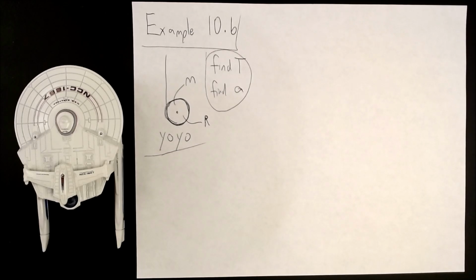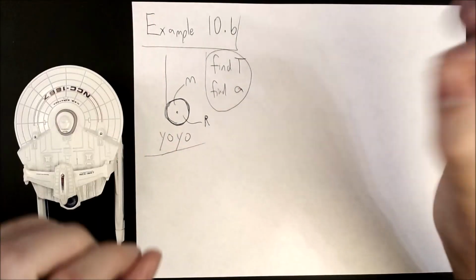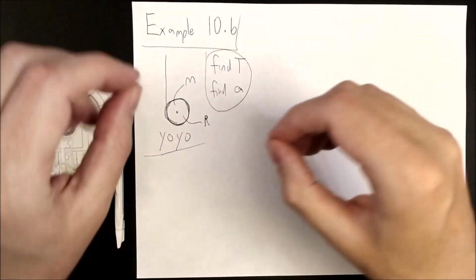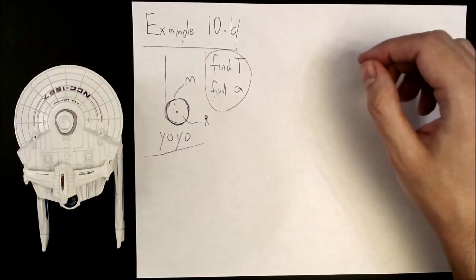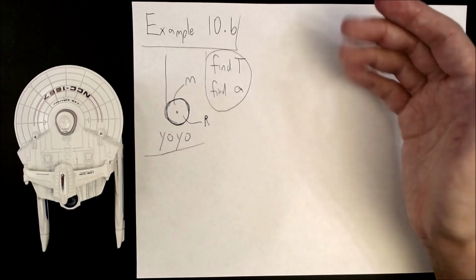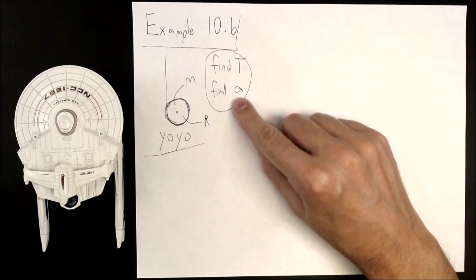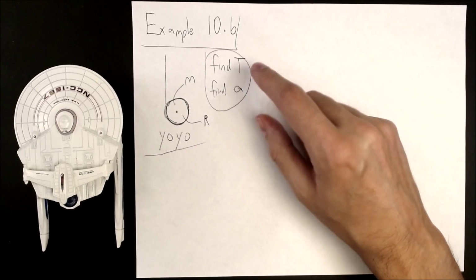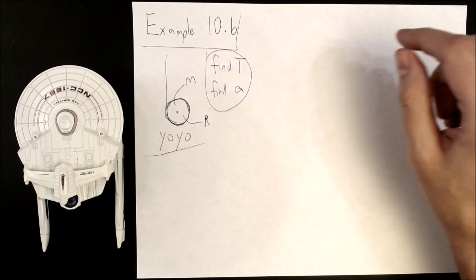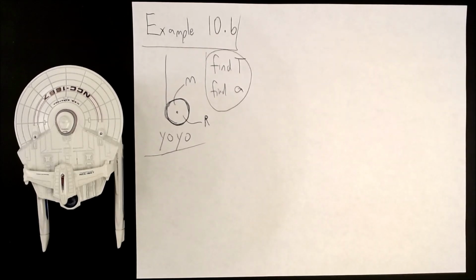You can hold the yo-yo in one hand and just a rock in the other, and let the yo-yo go while holding onto the string while letting go of the rock, and the rock will hit the ground first. Can we use the physics that we've learned to figure out how fast the yo-yo is accelerating? The answer is yes. And can we figure out what the tension in the string is going to be as you drop the yo-yo? Again, yes.